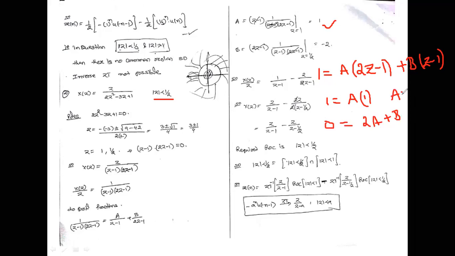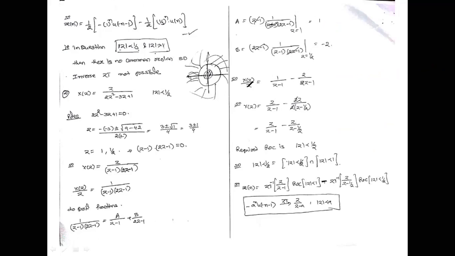So already we got a is equal to 1. Substitute a is equal to 1 here, b is equal to minus 2. So X of z by z is equal to a, we got 1 by z minus 1, minus b will got the 2, so plus into the minus, actually minus 2 by 2z minus 1.